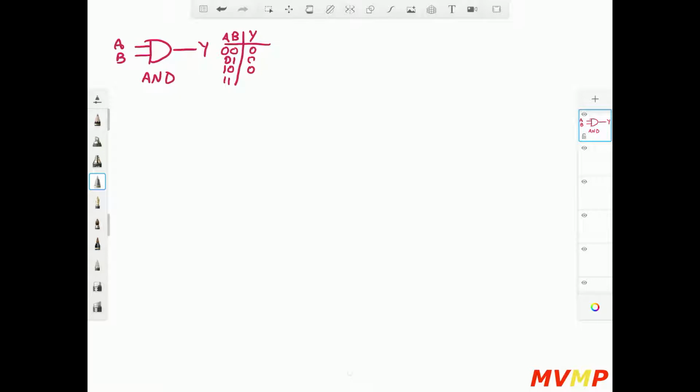So you have an output of 0 everywhere except for when both A and B are high, a 1, you get an output of a 1. The Boolean expression is just A dot B, or you might just see it as AB.